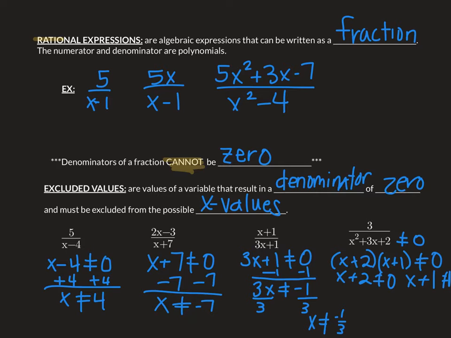Oops, ran out of room there. And so I'm going to solve each of these. So I get x cannot equal negative 2, and x cannot equal negative 1. So those are my excluded values. Pretty easy, right? Okay, so let's put that with the idea of rational expressions. Why did I make you review factoring right before we did this last week? Let's look at why.